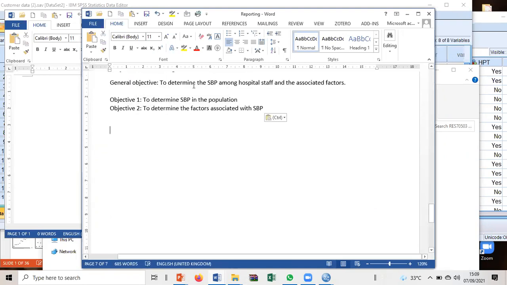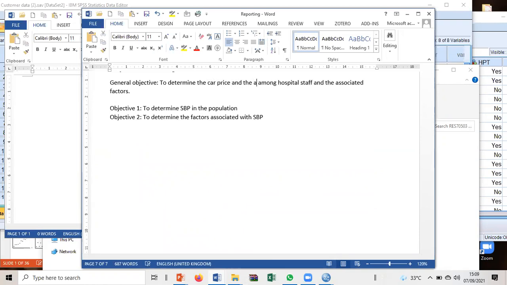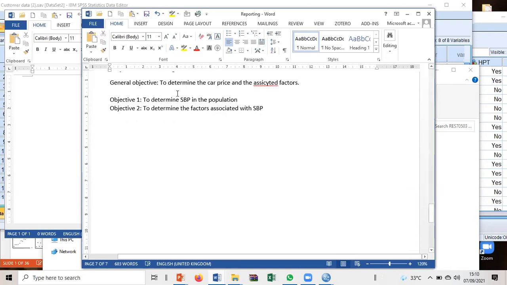All right, general objective is determine the car price, right? Yes. Car price and the associated factors. Right, so first one, determine the car price. The population can be car price among the, so you can say determine the car price and the factors. You can give a name among, let's say university, you need to stop, among banks now, okay?